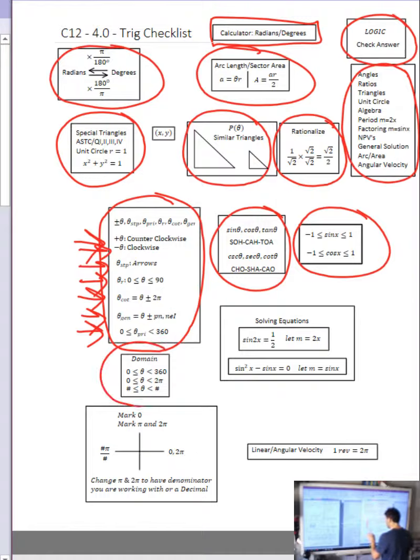We're going to be talking a lot about domain. So we're usually going to go from 0 to 360 or 0 to 2 pi, but lots of times they change that, and we have to be very careful as to where we put the arrows. We go over that later in the chapter.